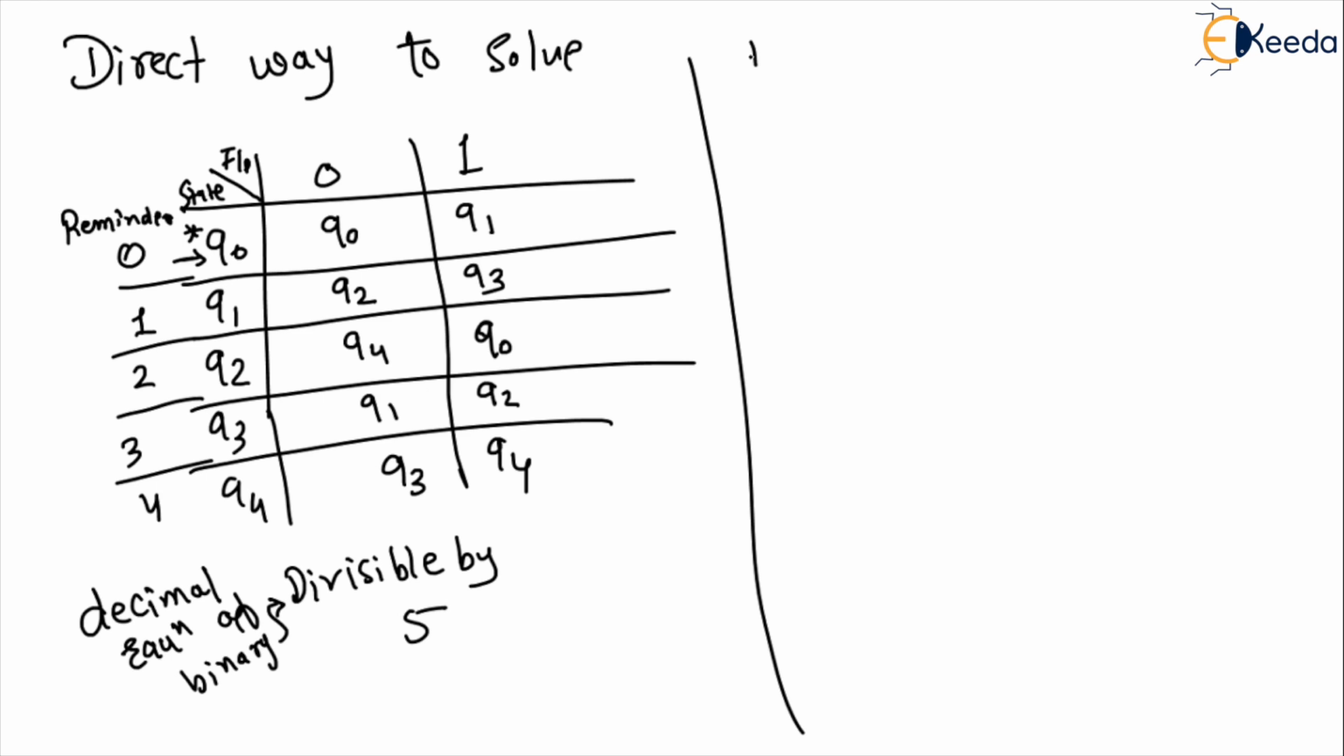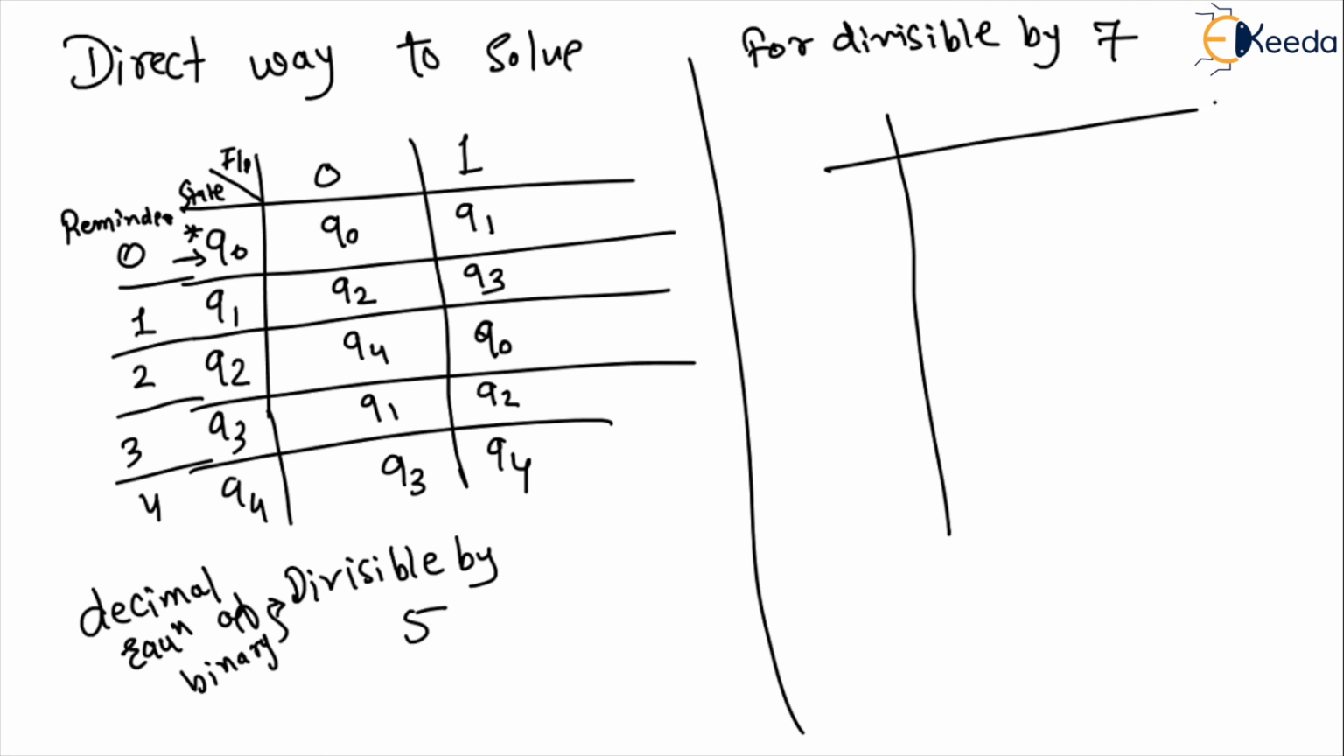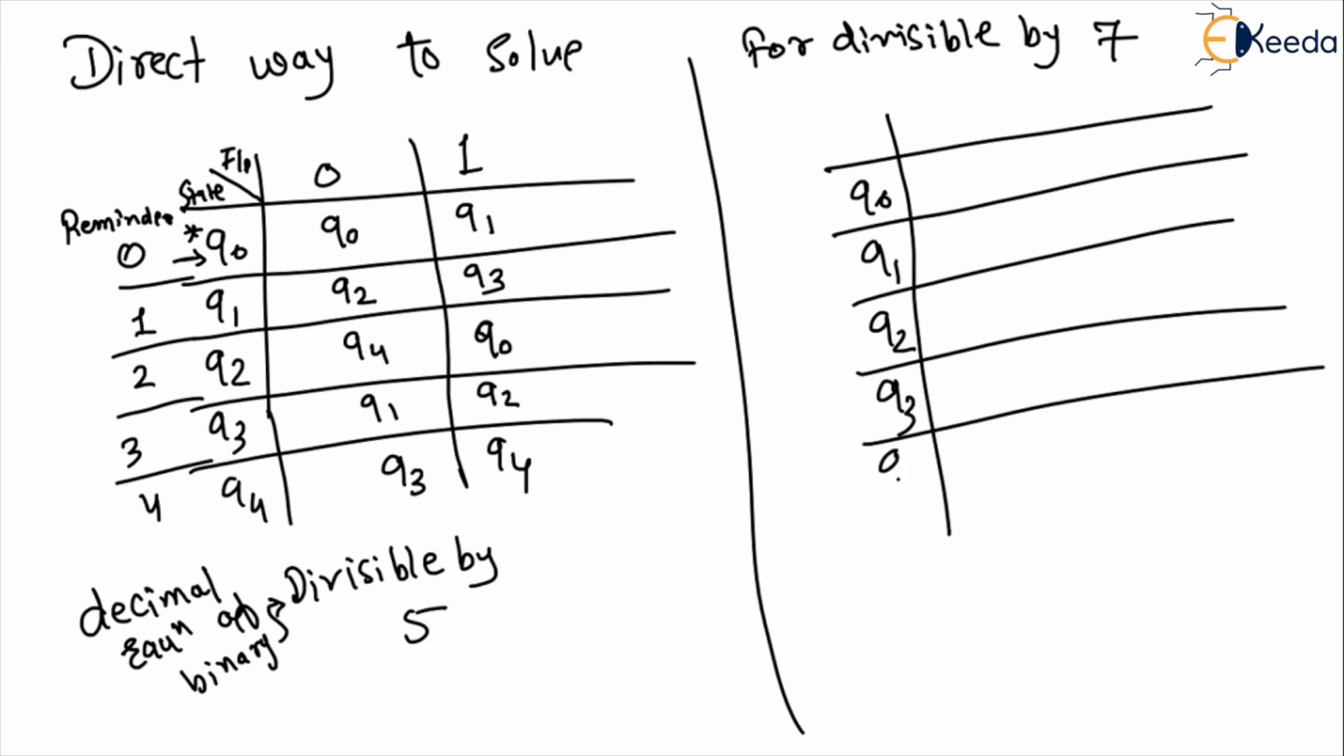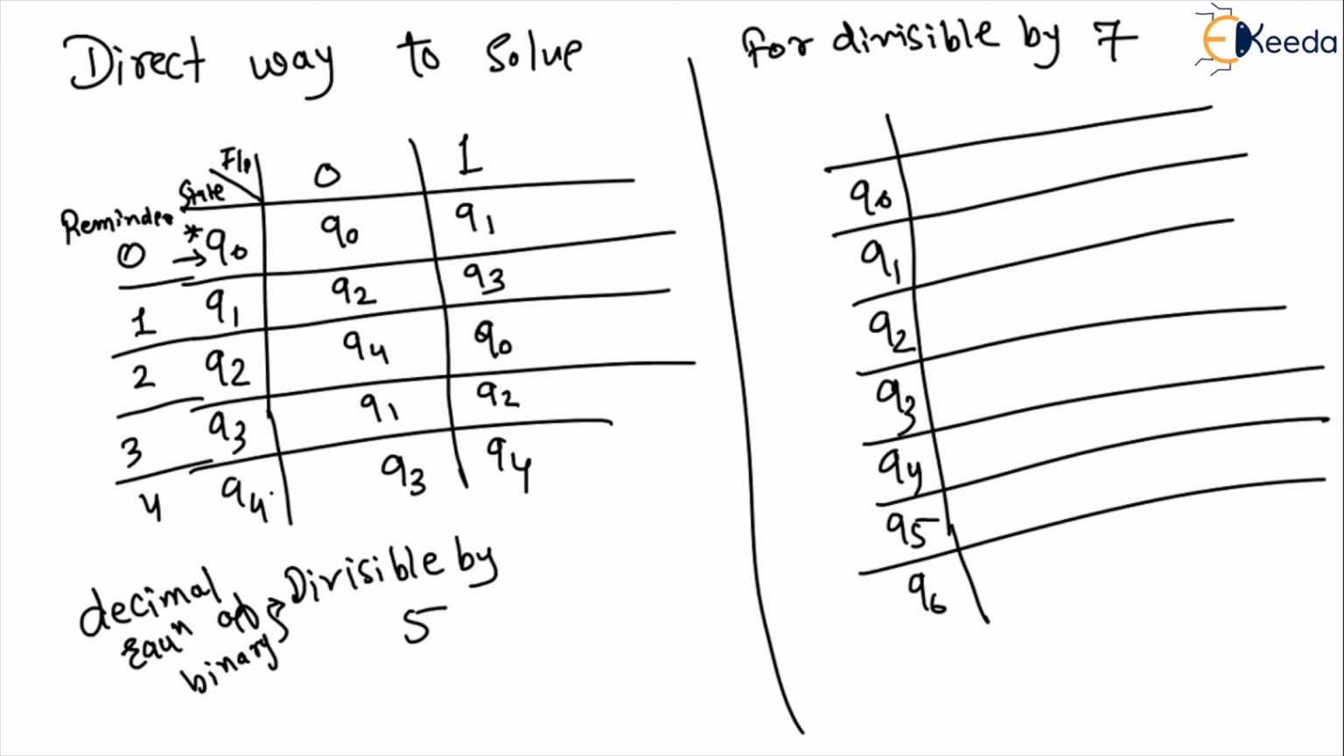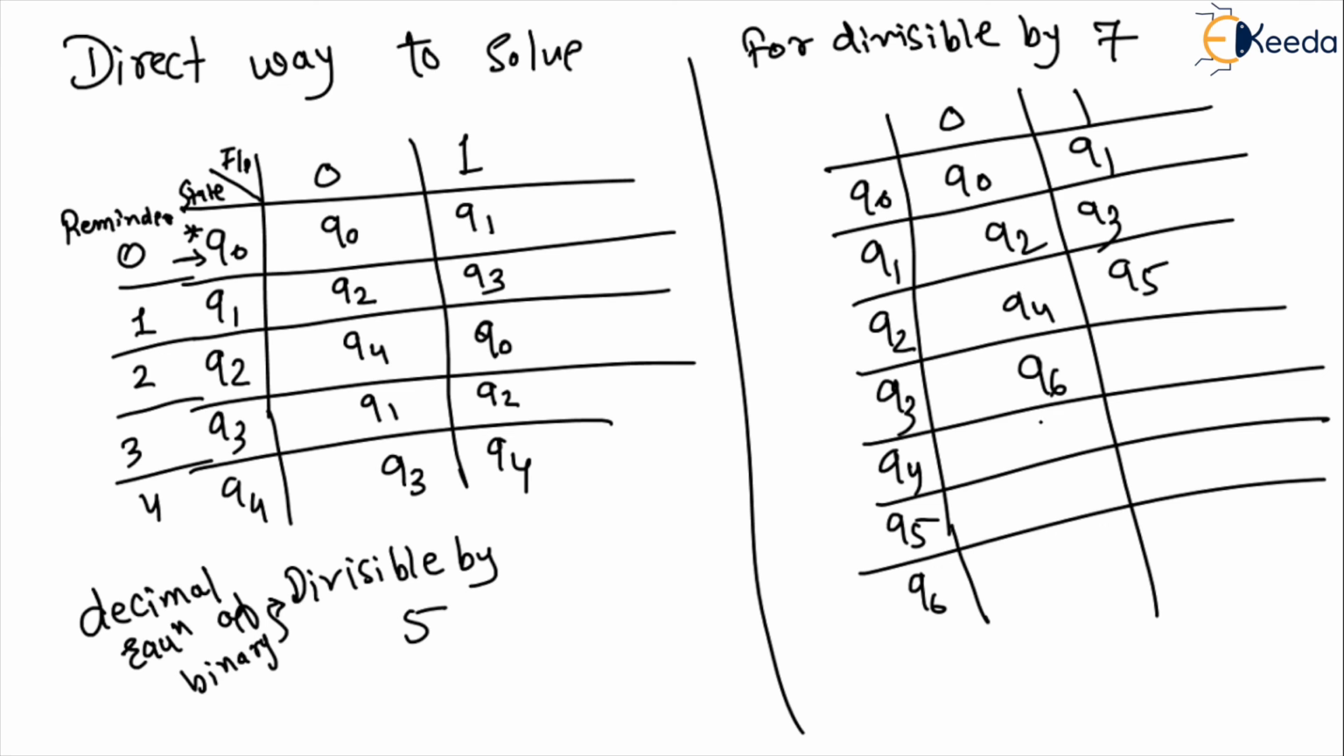Same for divisible by 7. If the question is divisible by 7, then what happens? Just see here. Divisible by 7 means the remainders are 0 to 6, states Q0, Q1, Q2, Q3, Q4, Q5, Q6. For divisible by 5, the remainder is 0 to 4. For divisible by 7, the remainder is 0 to 6. The input is 0, 1. So just write down, start from Q0, Q1, Q2, Q3, Q4, Q5, Q6. That's it. Again, Q0, Q1, Q2, Q3, Q4, Q5, Q6. That is complete. Q0 is the initial and final state both. So you can use this shortcut for each and every divisible question for the decimal equivalent of binary. Got it? Thank you.